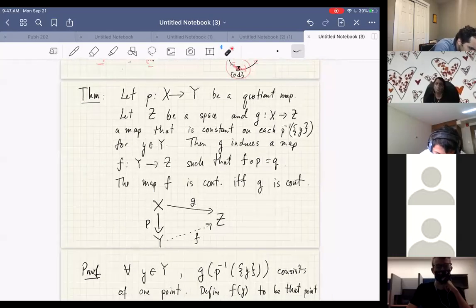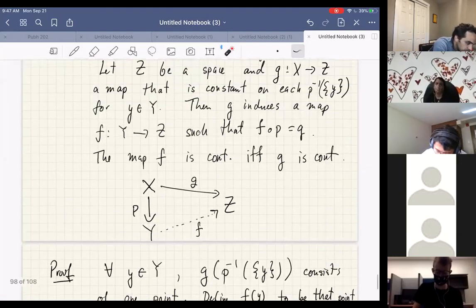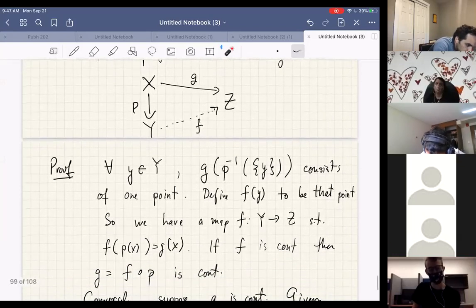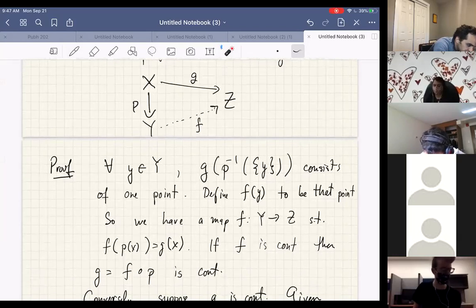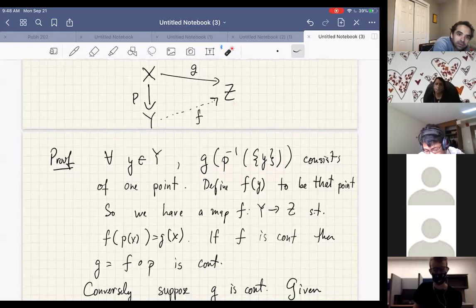Good. So yeah, let's see. This is fairly straightforward, but it's important. So we know that by assumption, for all y in capital Y, G of P inverse image of y consists of a single point, right? By assumption, because I'm assuming G is constant on these sets. So we define F of y to be exactly that point over here.